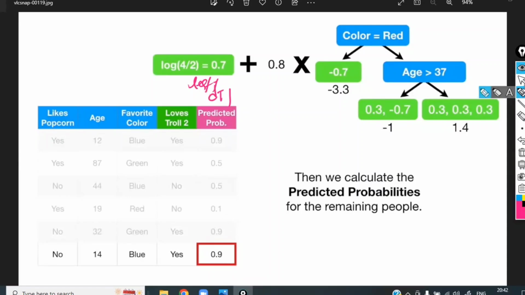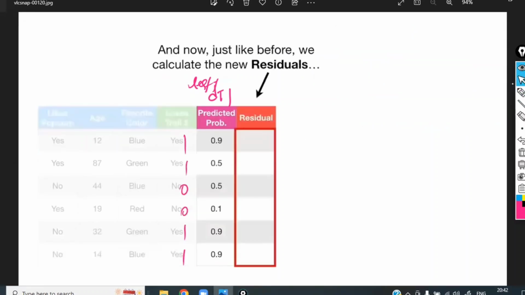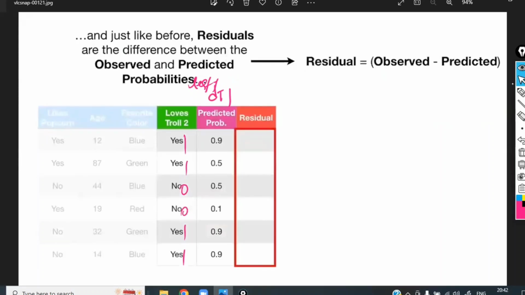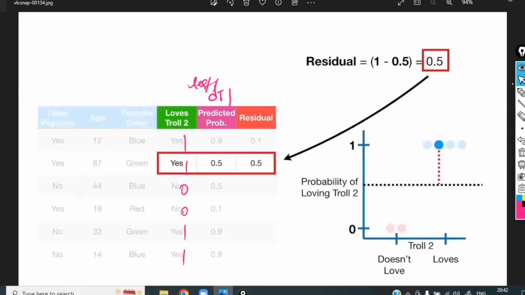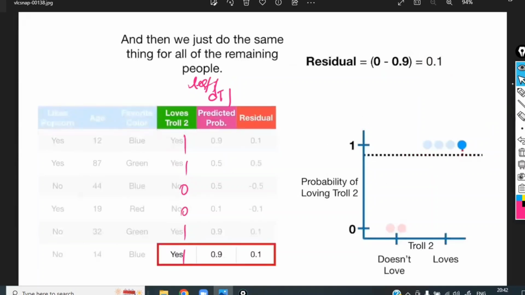Now what is the error? The original data is 1, 1, 0, 0, 1, 1. Now you are going to calculate the residual once again. 1 minus 0.9 is 0.1. 1 minus 0.5 is 0.5. 0 minus 0.5 is minus 0.5. 0 minus 0.1 is minus 0.1. 1 minus 0.9 is 0.1. 1 minus 0.9 is 0.1. Calculated.